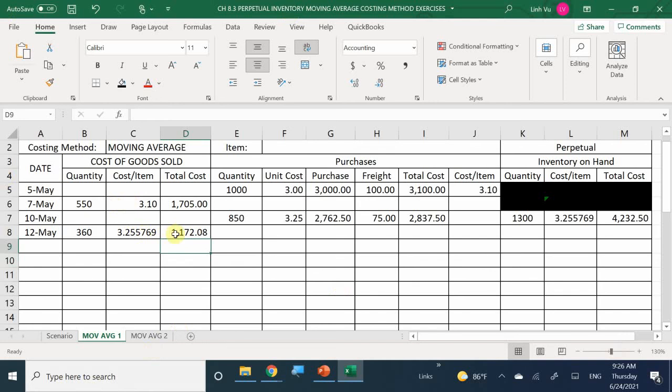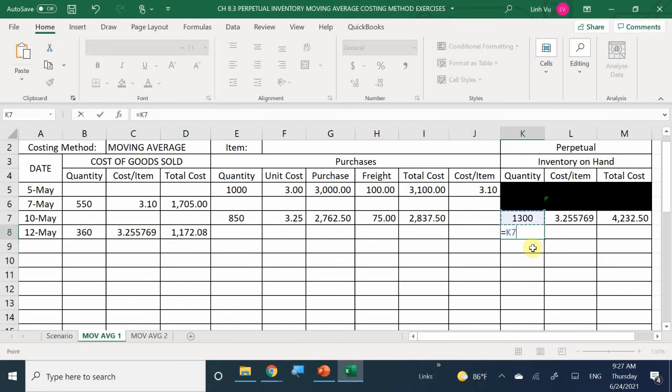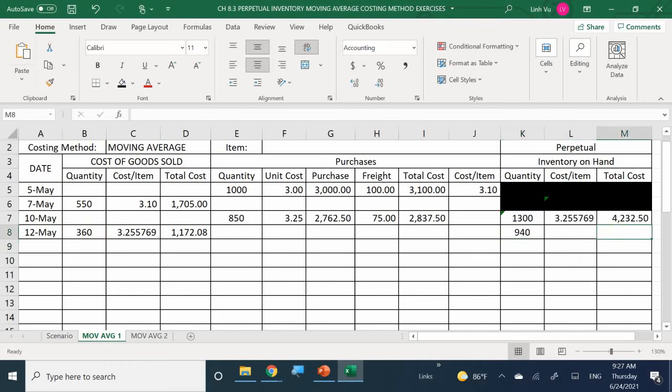So now that I have 1172.08, this is a rounded number. It's rounded to the nearest penny. So now that I sold something, I'm going to go ahead and carry this across. Because now I'm going to take my 1,300 available, and since I sold 360, what is going to be my new quantity? 940. 940, right? Now, what's going to be my new total cost?